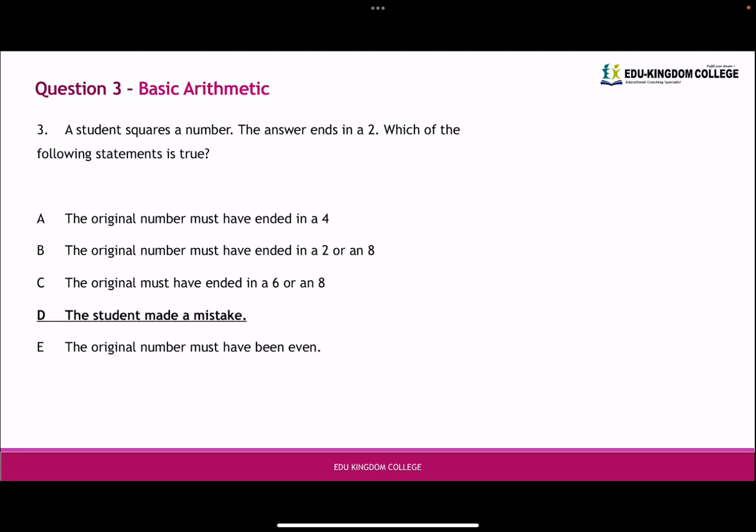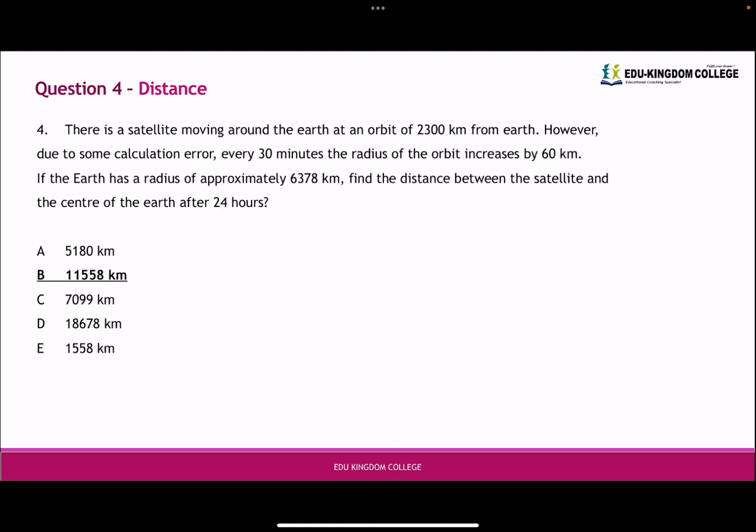Alright, question 3. A student squares a number. The answer ends in 2. That is not possible. The student made a mistake, unless the number was root 2, but that's not a whole number. So it's D, the student made a mistake.